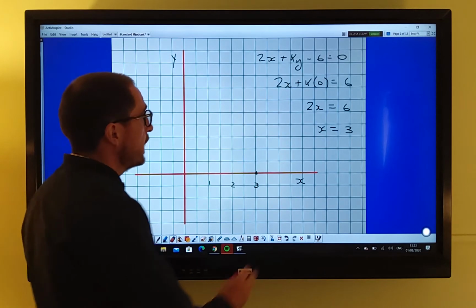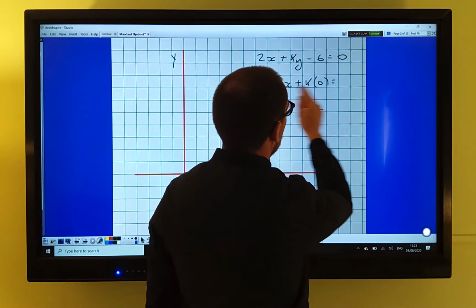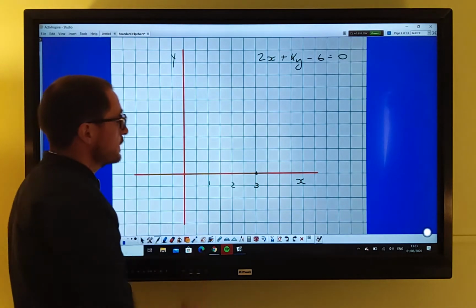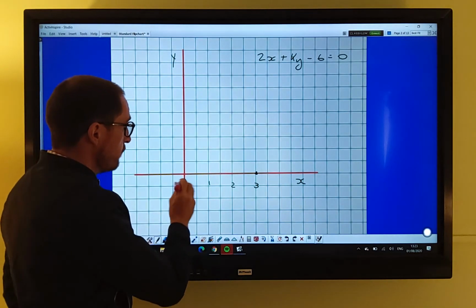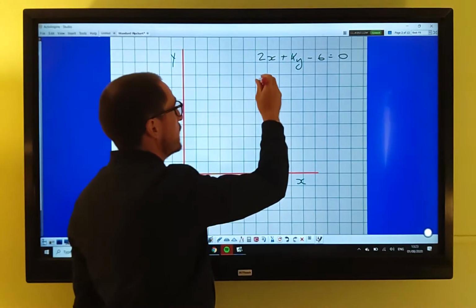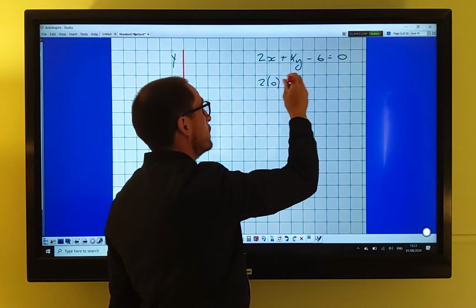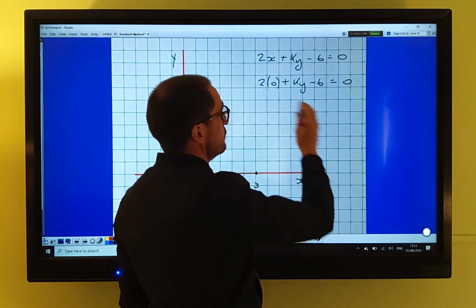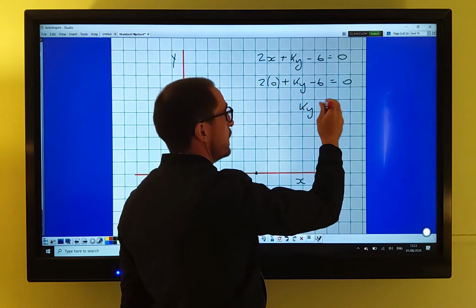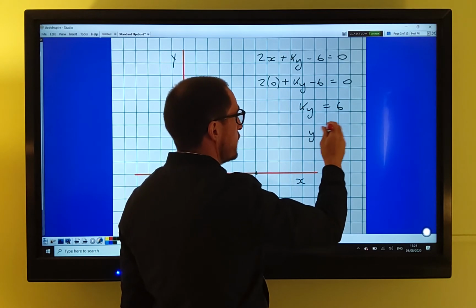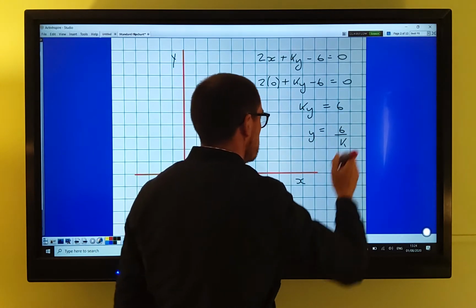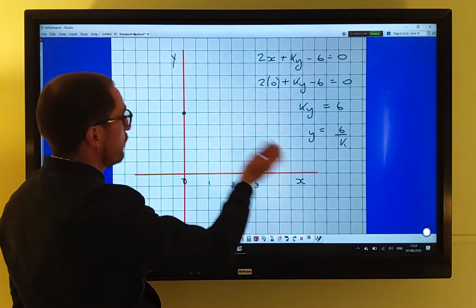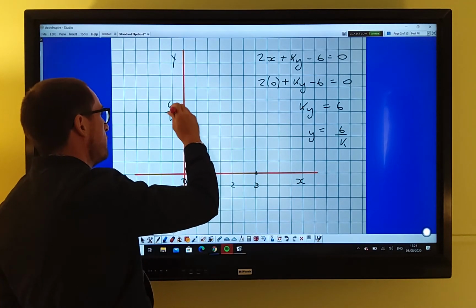Now, the next part, following the same format, we know that to get the point on the y-axis, x will be equal to 0. So I can then say 2 times 0 plus ky minus 6 is equal to 0. So now I can say that k times y is equal to 6, or y is equal to 6 over k. We don't know what it means, so we're just going to pick a point randomly, and I'm going to call it 6 over k.